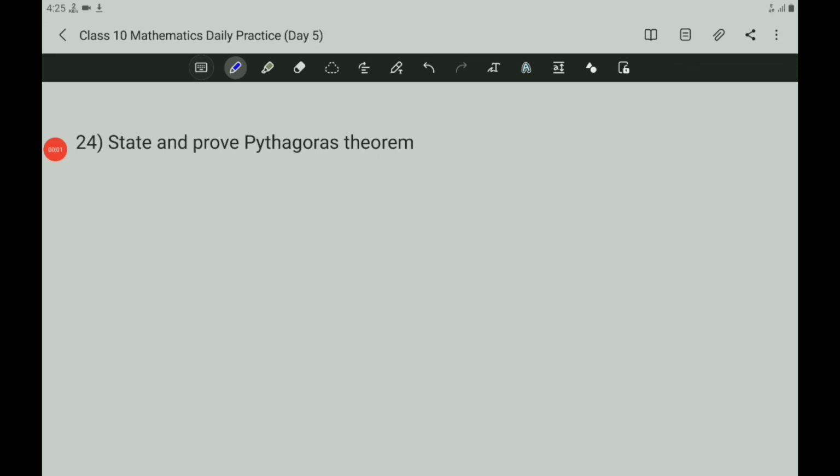Next question number 24. State and prove Pythagoras theorem. Children, this theorem is also proved in the chapter triangle, and also it is proved in the solution of the questions from the previous year question papers. So you go through that video and learn the statement and proof of the theorem.